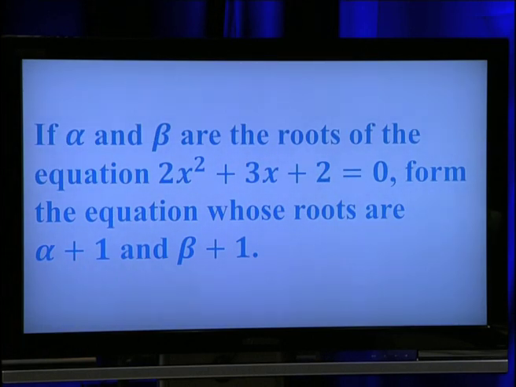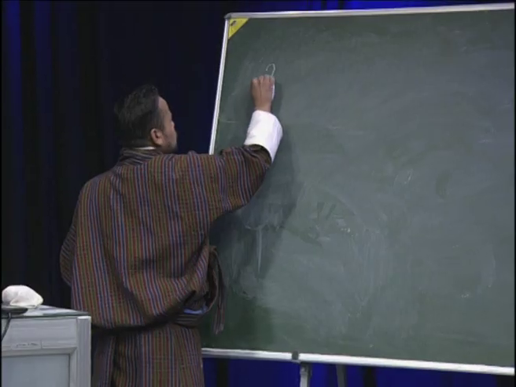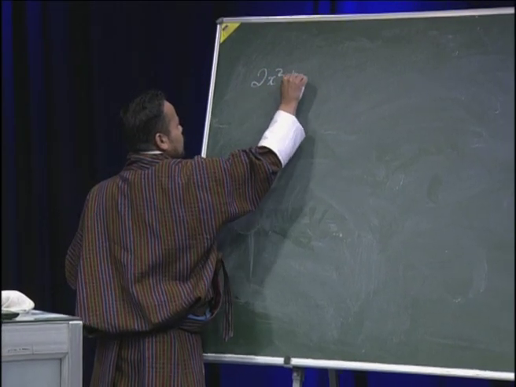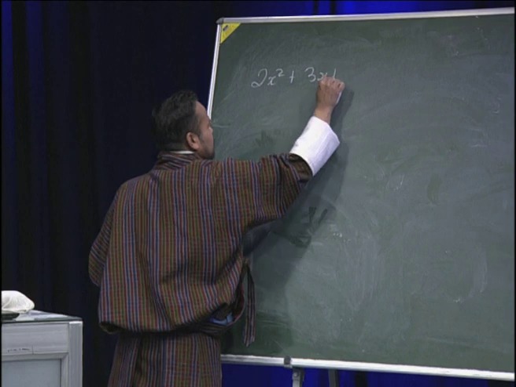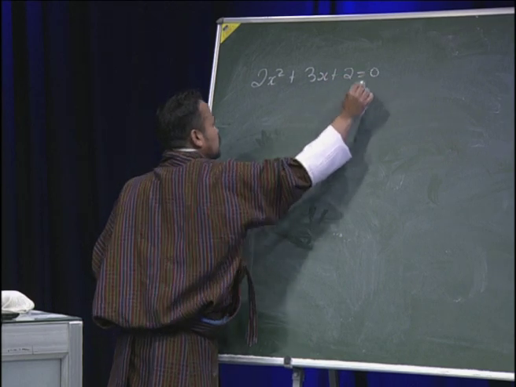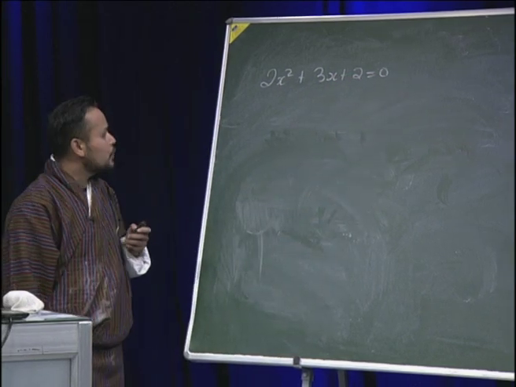Let me explain the topic using this example. If alpha and beta are the roots of the equation 2x² + 3x + 2 = 0, form the equation whose roots are alpha plus 1 and beta plus 1. Okay. The given equation is 2x² + 3x + 2 = 0. This is the given equation.